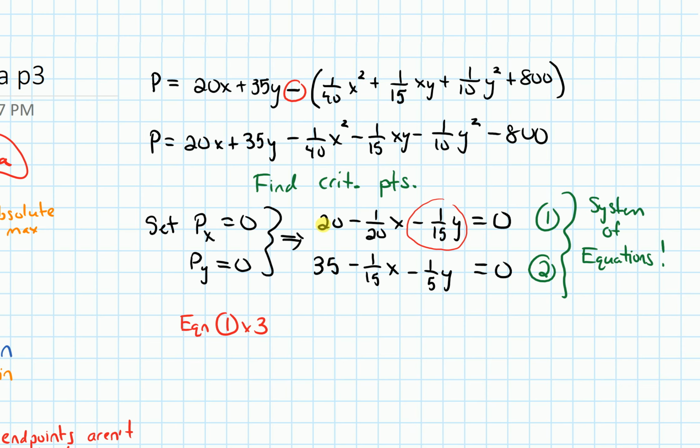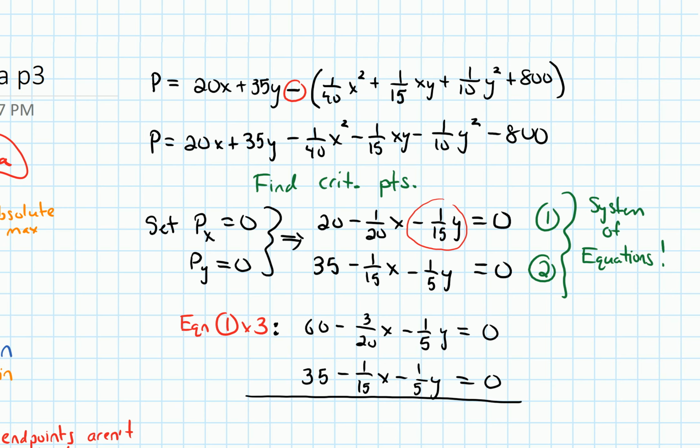And if I multiply both sides by 3, we'll get 60 minus 3 over 20x. And then 3 times minus 1 over 15 is going to be minus 1 over 5y. And then 3 times 0 is 0. Second equation, I won't multiply by anything. And I'll leave it as 35 minus 1 over 15x minus 1 over 5y equals 0.